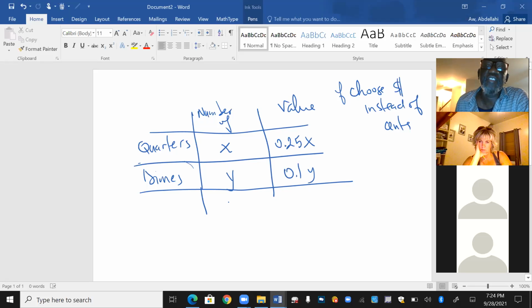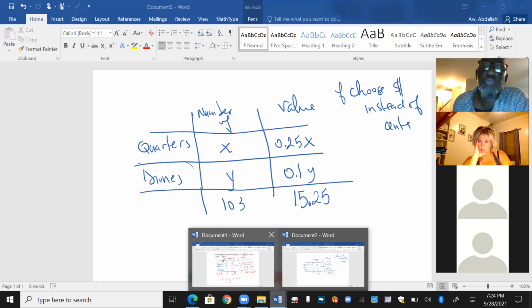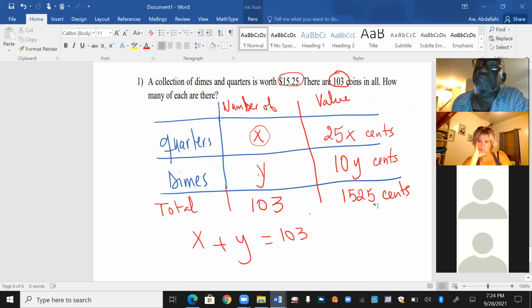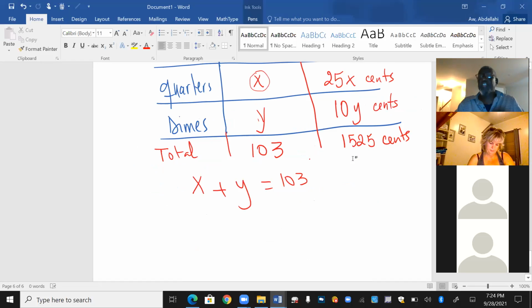Then here you don't need to convert, you have 15.25. Now you decide, is it cooler to work with this table, with these numbers, or with these numbers? Yeah, the first one. You see, this one has no decimals. That's the only reason, by the way. But you can choose cents or you can choose dollars, right?